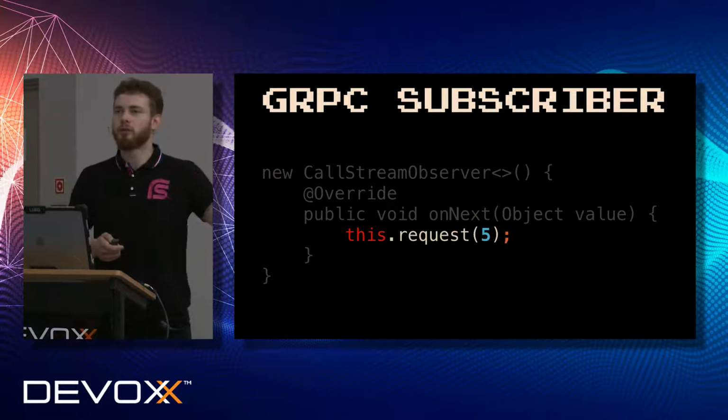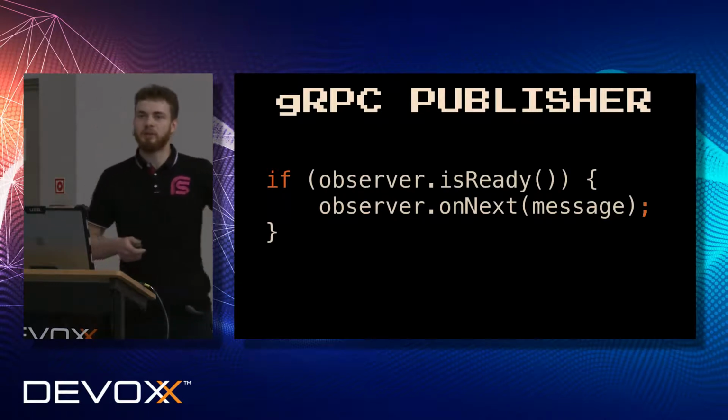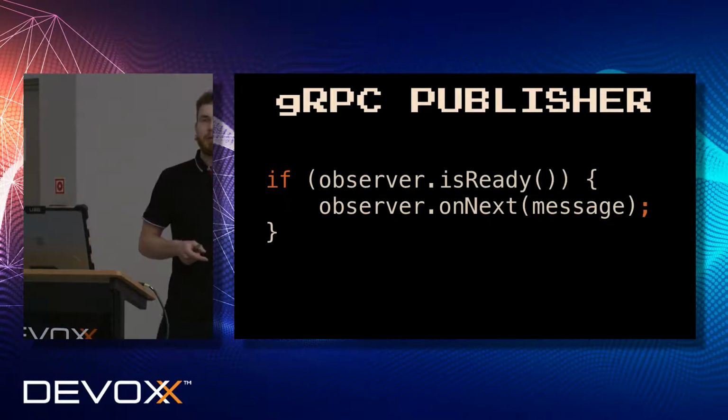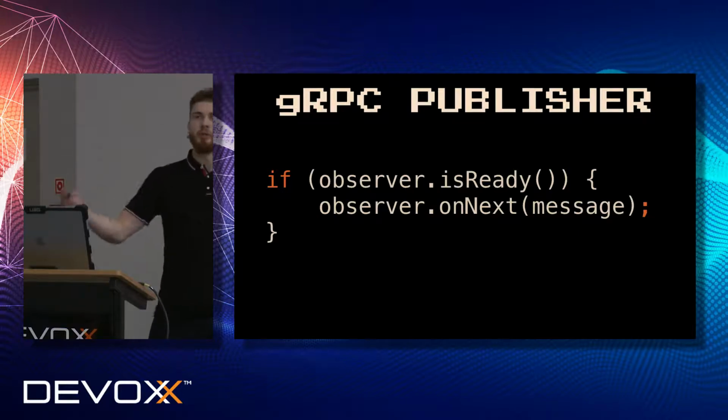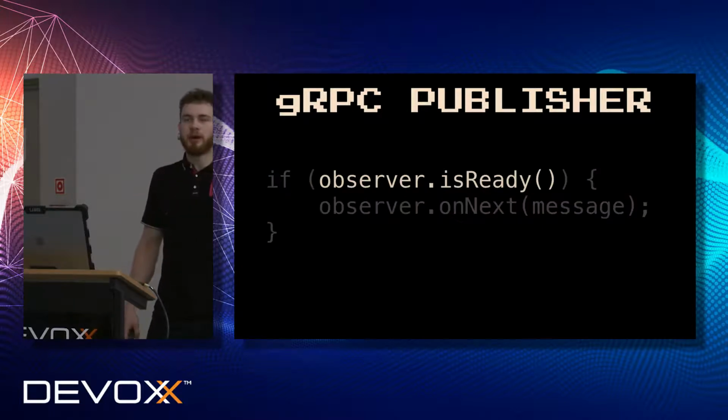publisher. But don't fool yourself by this subscriber definition, because if you look at the publisher side, we will see code like this. This is how the publisher can control the data stream on its side. Do you see the problem here? Anyone? Do you see the problem? Let me highlight the problem.